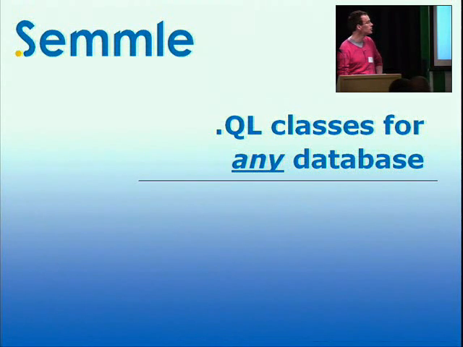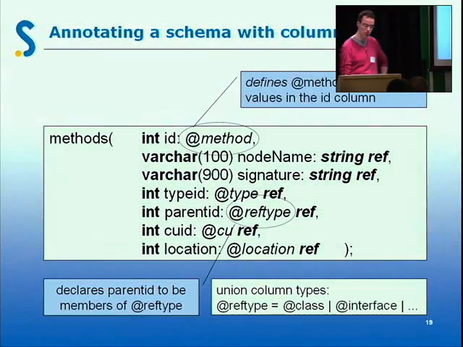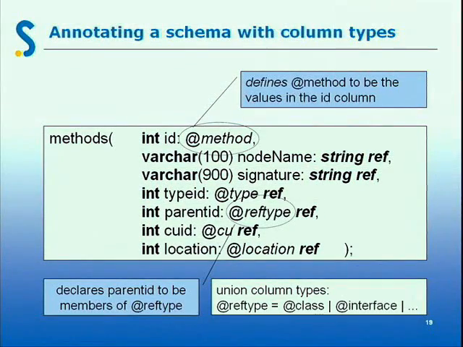It's possible to write .QL classes for any database whatsoever. So just to illustrate that, I'm going to tell you how we represent methods at the very bottom level in the database itself. We've got a table called methods with various fields: the identity, ID, a name, a signature, the return type, the containing type, a compilation unit, and the location. So that's just like a normal relational schema.